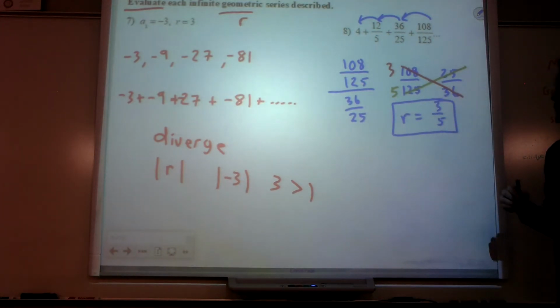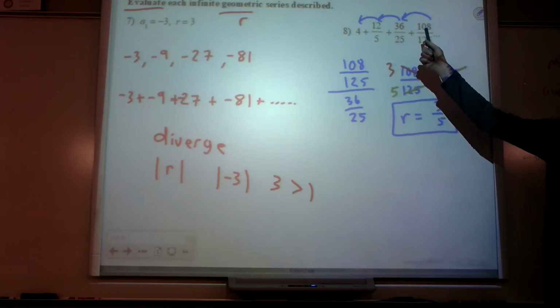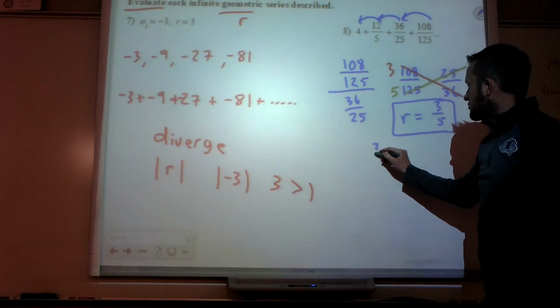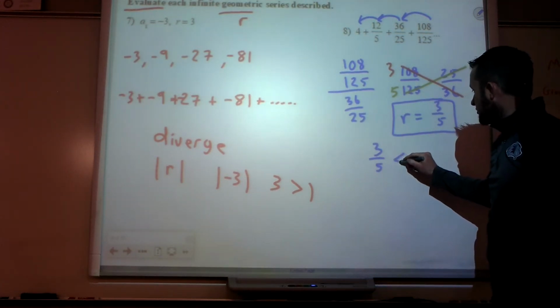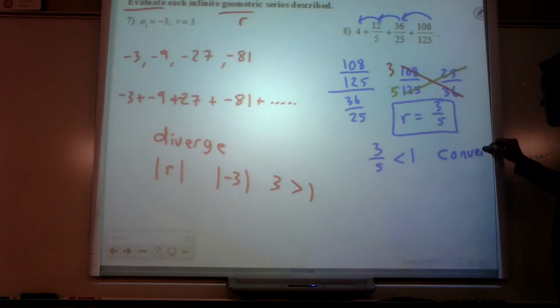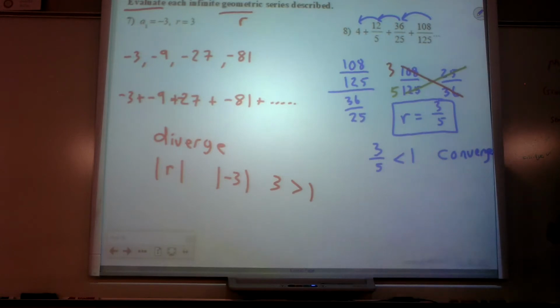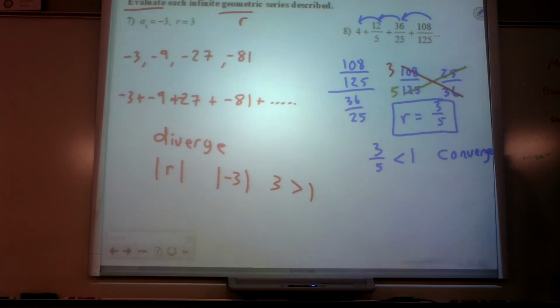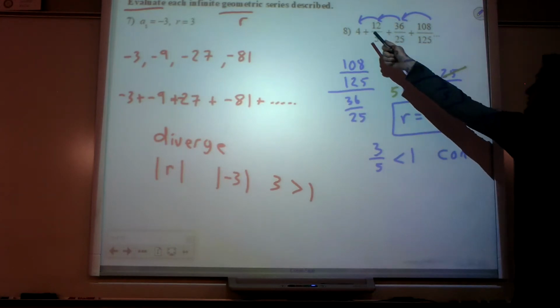Now, based on our ratio, will this series converge or diverge? The way we know is by looking at the ratio. Since 3/5 is less than 1, we know that this is going to converge. It's going to have a limit. Now, we're asked to actually find it. When it says evaluate it, we need to find that limit.